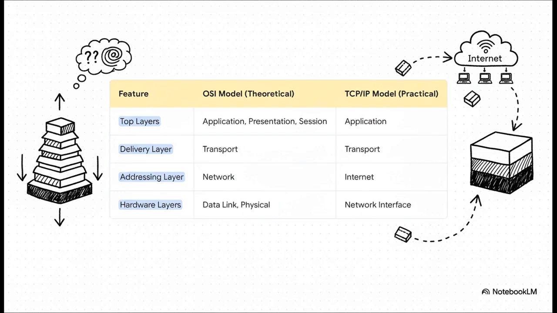While that 7-layer OSI model is the perfect textbook explanation of how this all should work, the real-world internet actually uses a more practical, streamlined 4-layer version called TCP/IP. It kind of squishes a few steps together for efficiency, but that core idea of wrapping the data layer by layer, that's exactly the same.